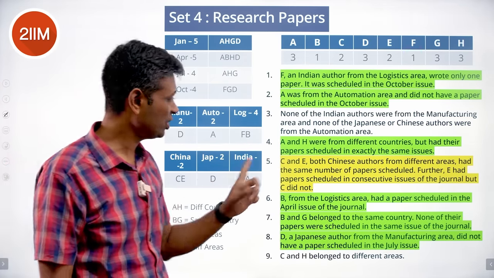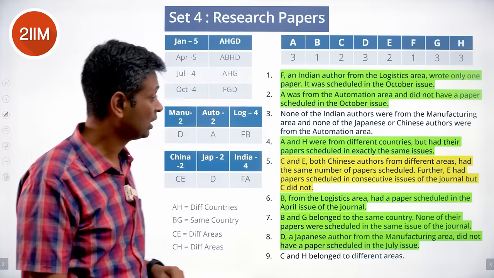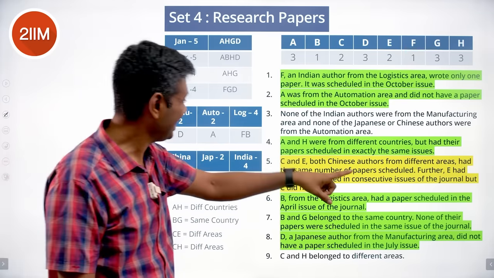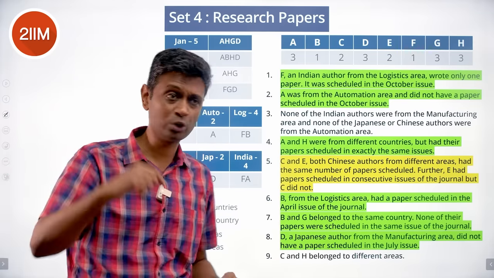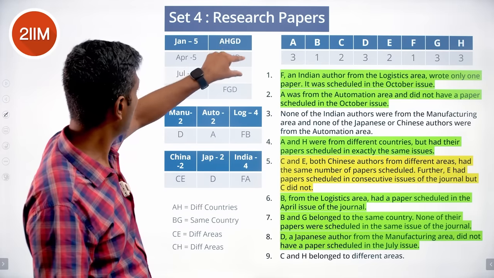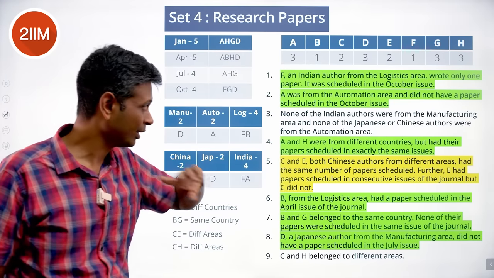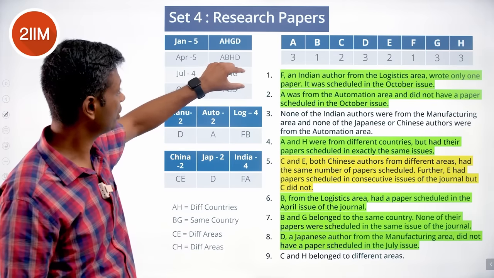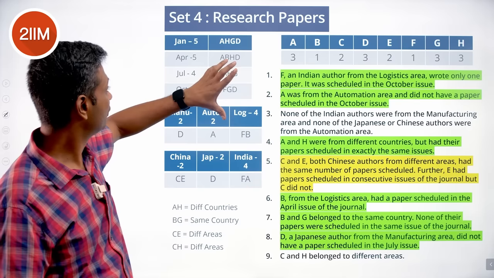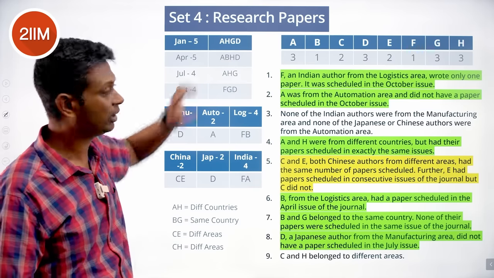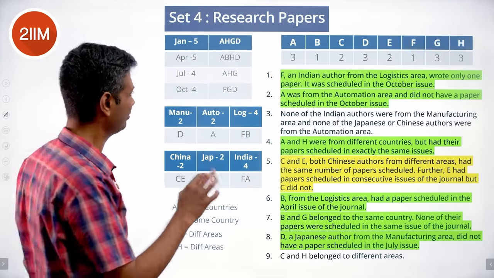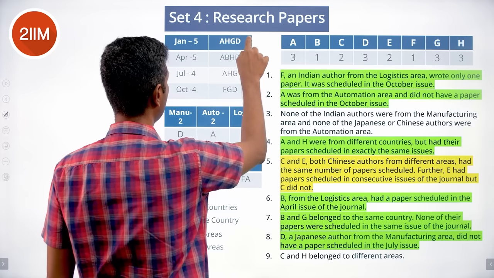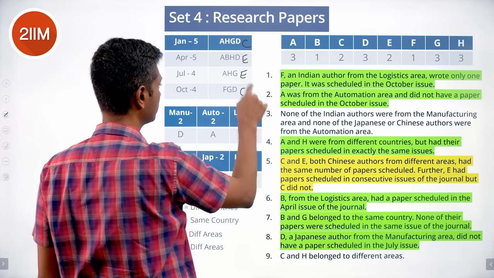Now we come back here, C and D, both Chinese authors from different areas had the same number of papers scheduled. E had papers scheduled in consecutive issues. It would mean Jan and April, April and July, July and October. But C did not. If E had Jan and April, C should have been in these two, not possible. If E had July and October, C should have been in these two, not possible. Our life is simple. E has in April and July, C has in Jan and October.